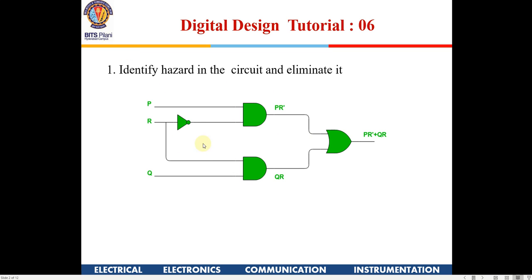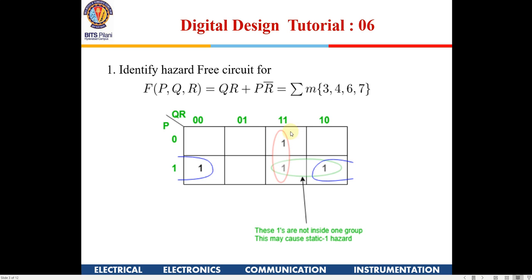So if a circuit is given like this, and it is asked to identify if there is a hazard, either hazard 1 or 0, and to eliminate it, then our approach should be to first make a K-map. Only by seeing a K-map will we be able to identify whether there is a static 1 or static 0 hazard. It could be either a static 1 hazard here, or a static 0 hazard. So we make a K-map.